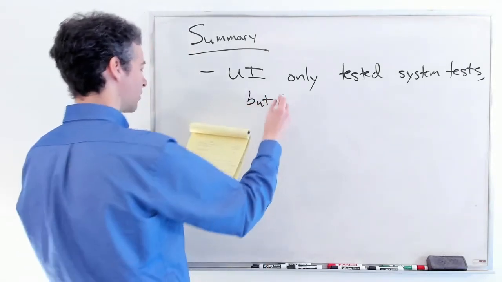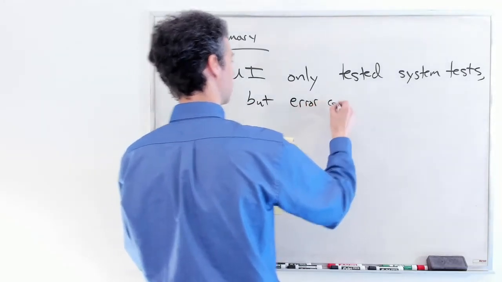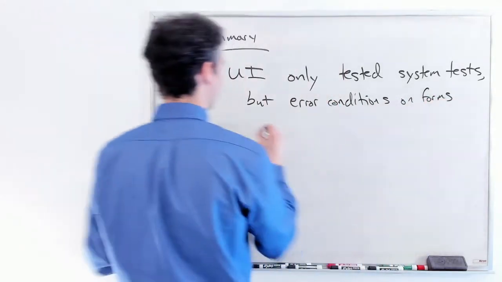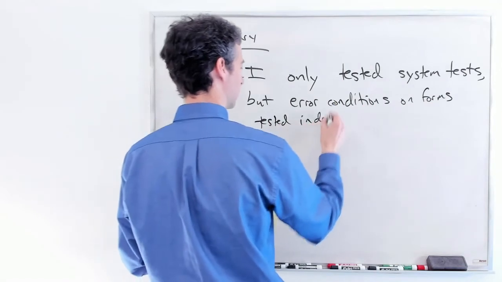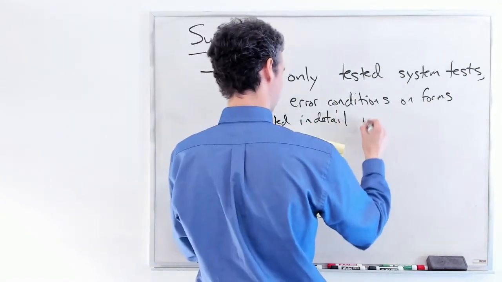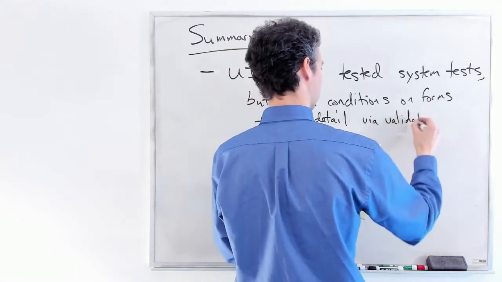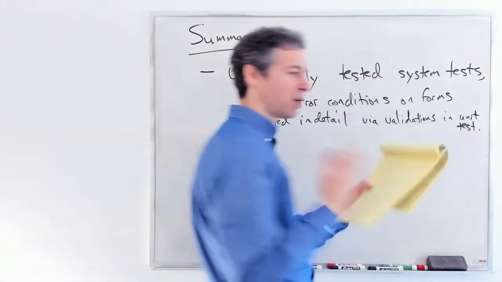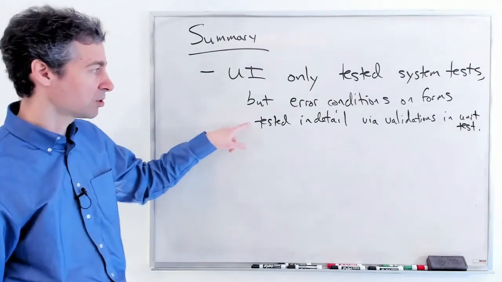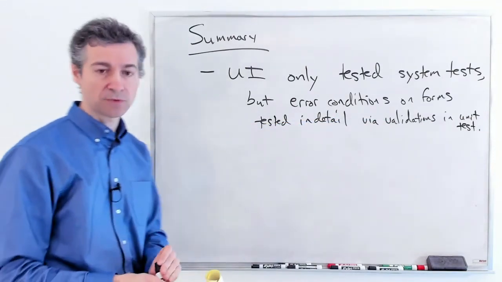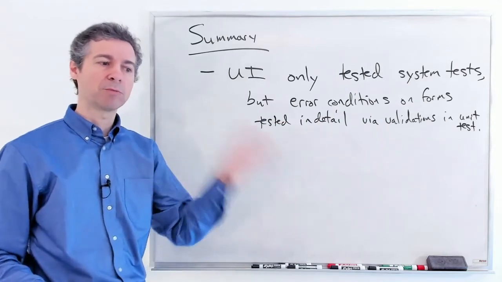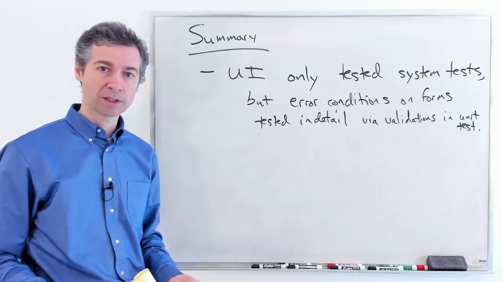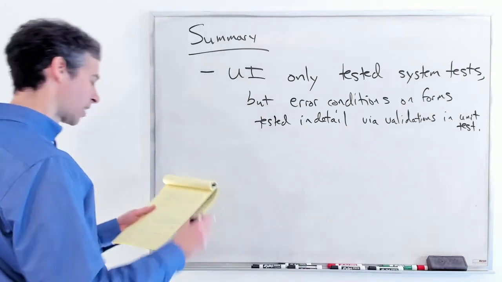This is with the caveat that the error conditions on our forms are tested in detail via the validations in the unit tests that we do. So we don't need to check all those things at the user interface because we're going to check our validations. And because we were using these form mechanisms that say, yep, I'm working with a model. Now, if you've got some other way of detecting and reporting error conditions, you've got to be sure that you've checked that somehow and dealt with it.